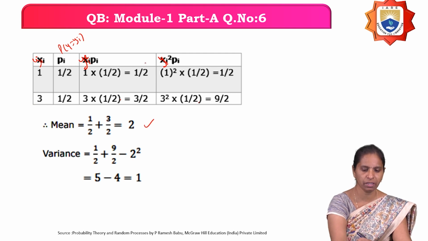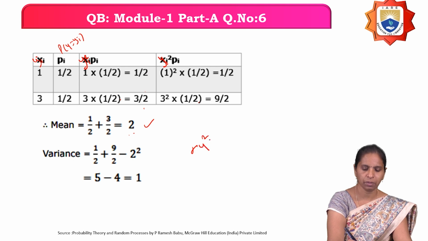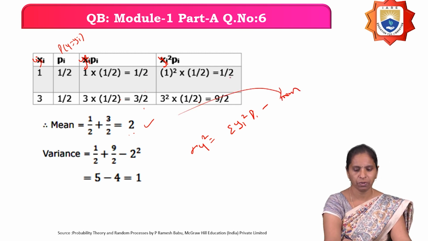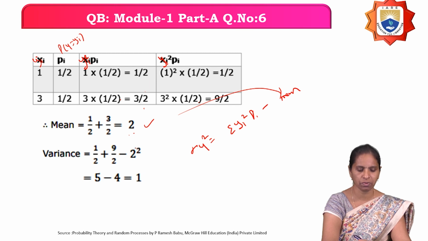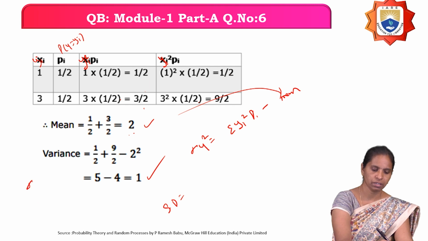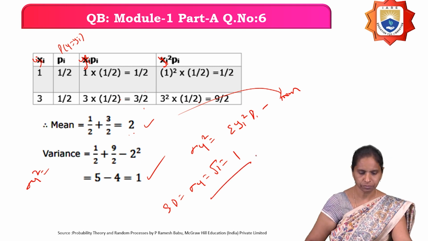What is the mean actually? Sigma yi into pi, nothing but 1 by 2 plus 3 by 2, that equals 2. And what is the variance? Sigma y square into pi minus the mean of the variable y. Therefore, 1 by 2 plus 9 by 2 minus 2 square. Therefore, the variance is 1. And what is the standard deviation? Sigma y equals square root of 1, which equals 1.